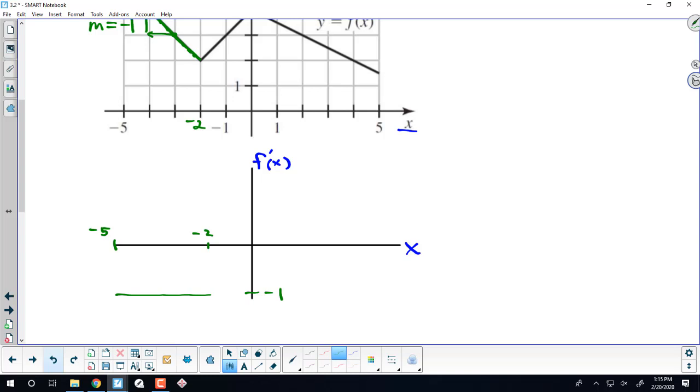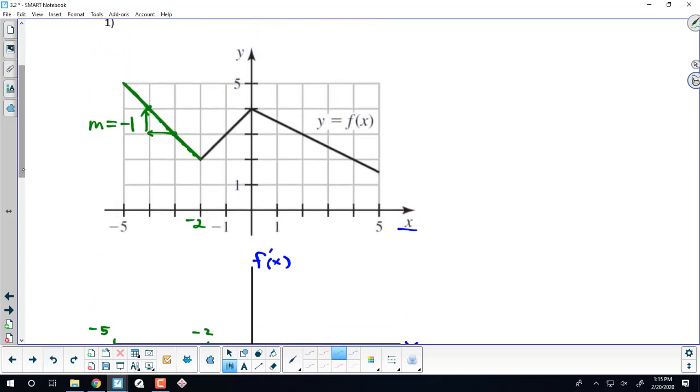Yeah. Say that again? This right here? Yeah, it's at -1, because the slope of that green line is -1.